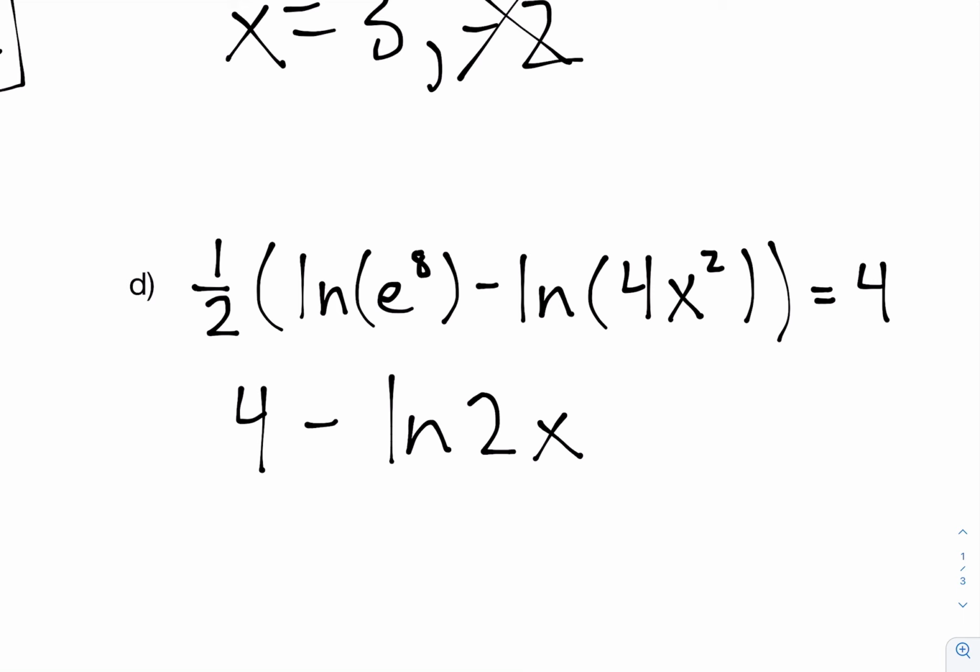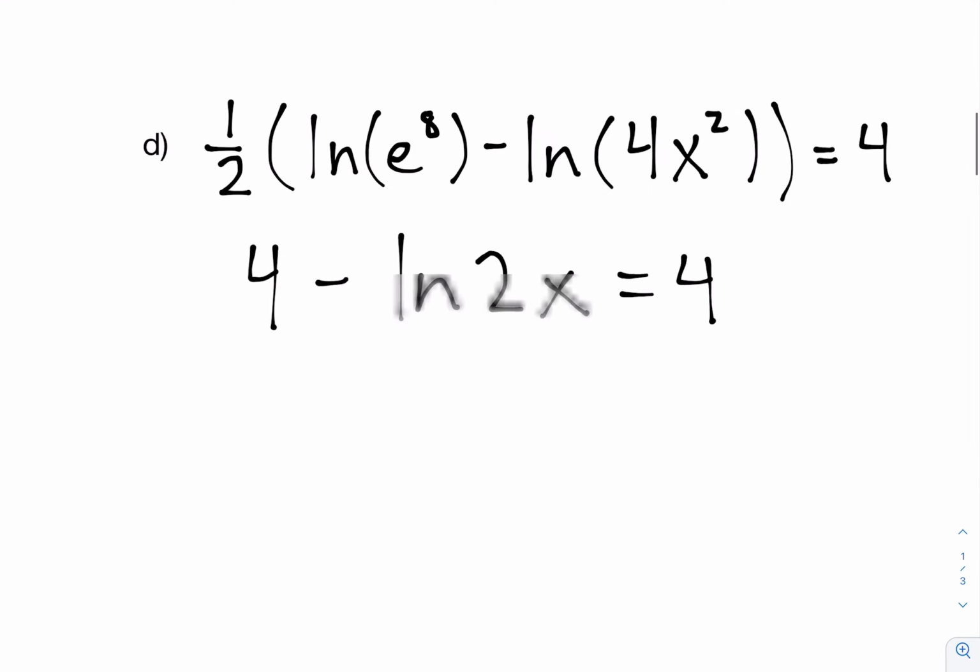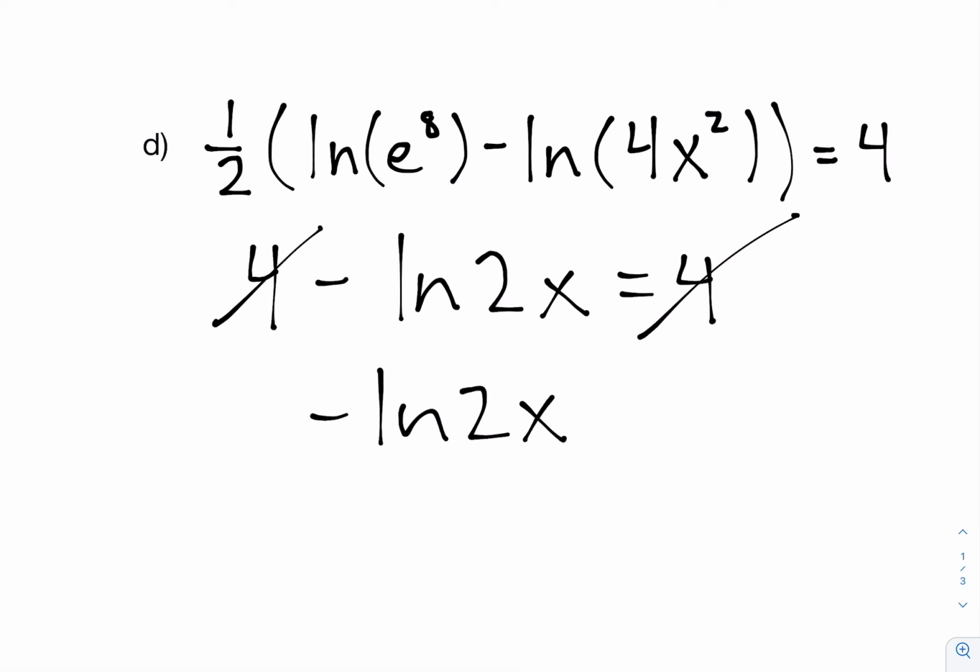Okay. So now what we have is equal to 4. Okay. So now that we have this figured out, minus the natural log, yeah, that's looking good. Now, see how we have a 4 on both sides? We can cancel this out. So we're going to get negative natural log of 2x equals 0, because if we subtract 4 on both sides, we just get 0.